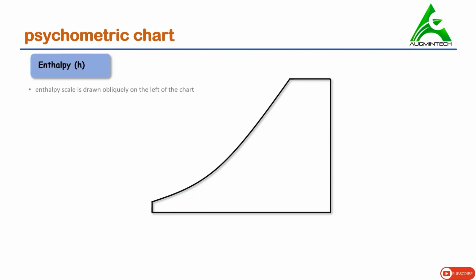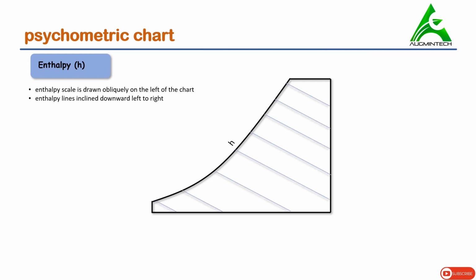Enthalpy. Enthalpy scale is drawn obliquely on the left of the chart. Enthalpy lines are inclined from left to right. So this is how an enthalpy line looks like in psychrometric chart.